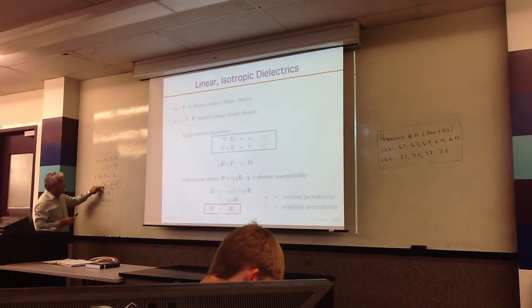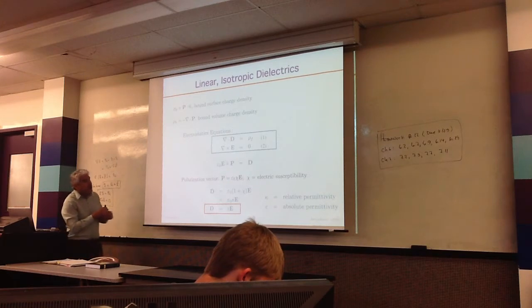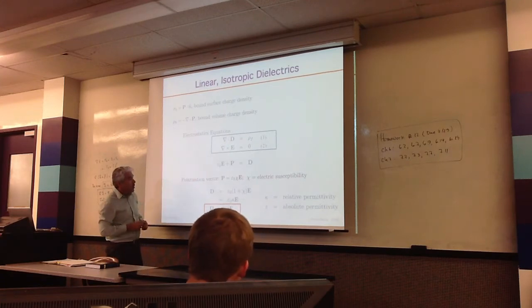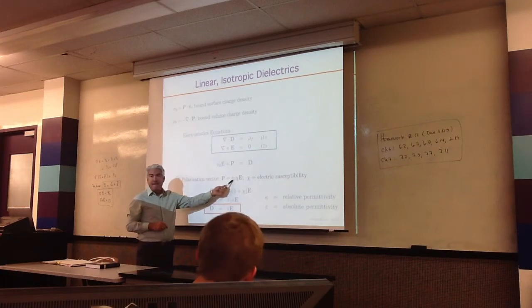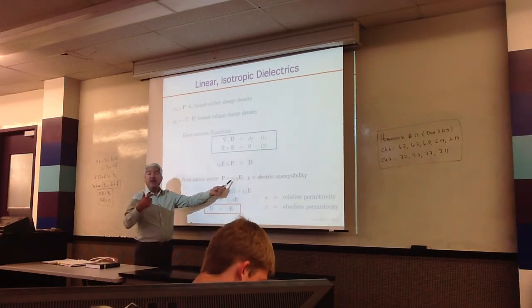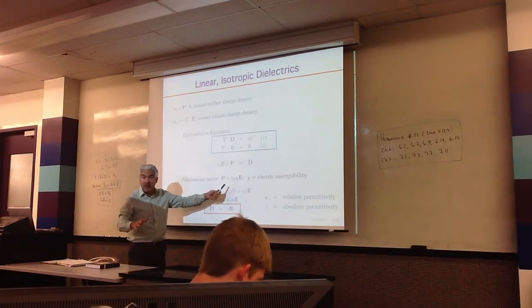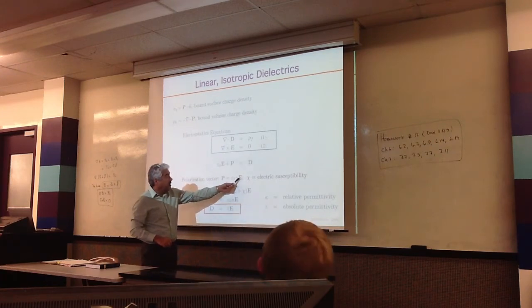And so D is always defined this way. So this is always true. Here comes some approximation that we have to make. These equations are correct. Here 1 and 2 are Maxwell's equations for everything. Now the approximation is this one, in which you induce a P because of the presence of an electric field. If I don't have an electric field, I don't have a P. So what I'm saying here is that P is linearly proportional to E.